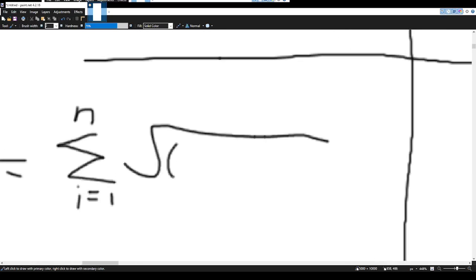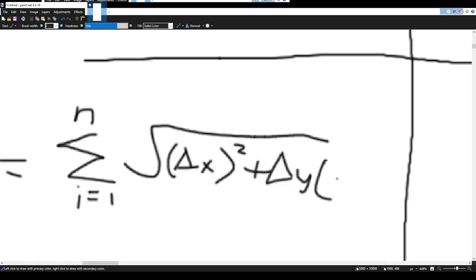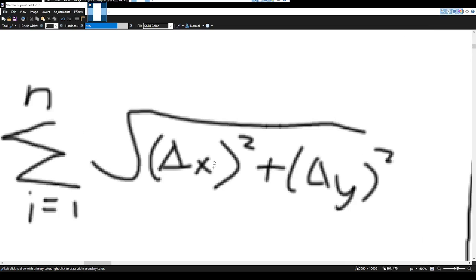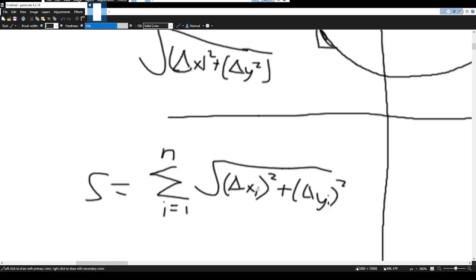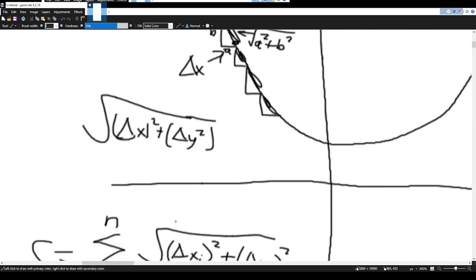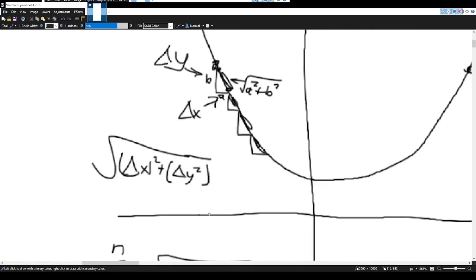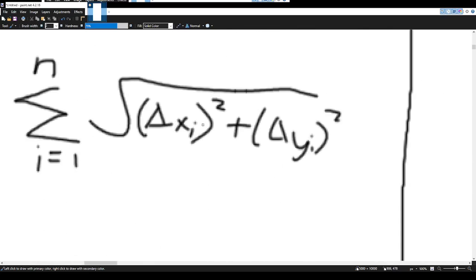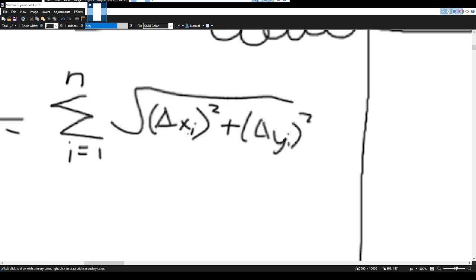And of course, we have the delta x squared plus delta y squared. And then we're going to put a little i on these just to show that these are not going to be the exact same delta x and delta y. Well, the delta x is probably going to be the same. Doesn't have to, but I think it will. But the delta y is going to be different each time, and that's going to depend on what this i is, right? Because for each i, you're going to move however much along the x-axis. Basically, that's what's going to happen. So now we have this whole setup.